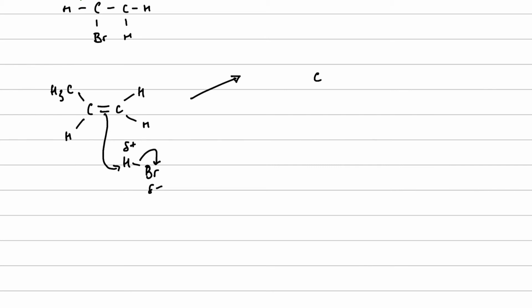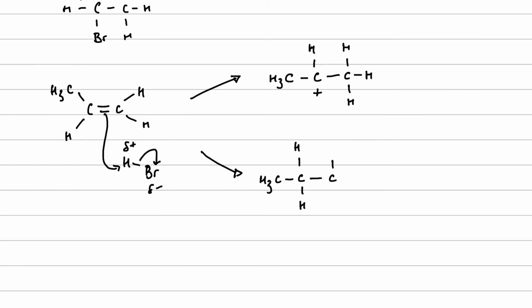Now, theoretically, we've got two possibilities. We have the one that we looked at a second ago. So the hydrogen adds to the end carbon. But we've also got the possibility, theoretically, that the hydrogen could have added to our first carbon of the double bond, leaving the carbocation positive charge on the end carbon.